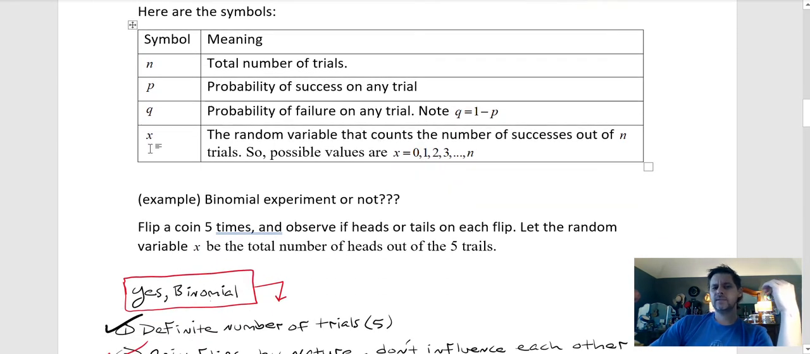But let's give some of these. There are symbols in math, as I said, so on and so forth. Let's give some of the symbols for this one. N is the number of trials. P is the probability of success on any trial. Q, the probability of failure. And X, the random variable that counts the number of successes out of the n trials.